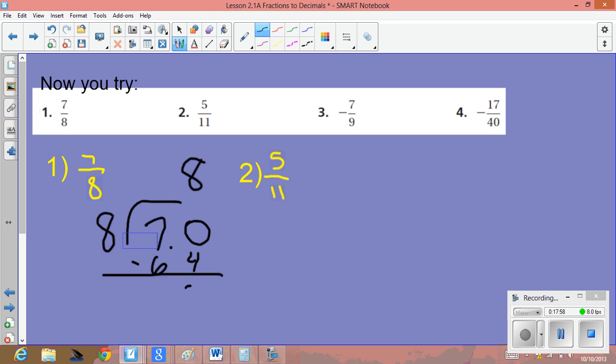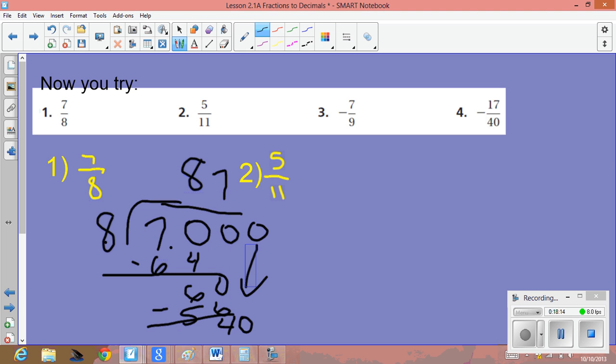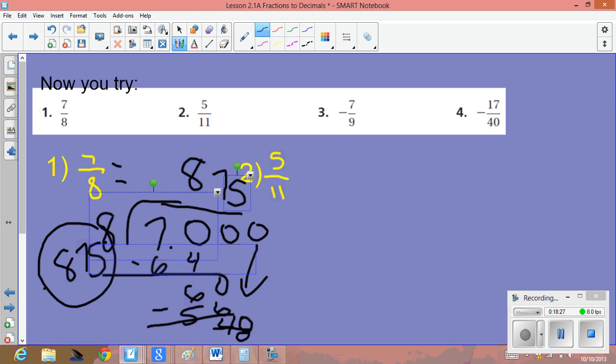Let's add in a 0 and bring down. 8 into 60, we get 7 times. 8 times 7 is 56. We get 4. We could add a 0 and bring down. 8 into 40 is 5 times. 8 times 5 is 40, so we get 0 at the end here. So 7 over 8 equals 875 thousandths.